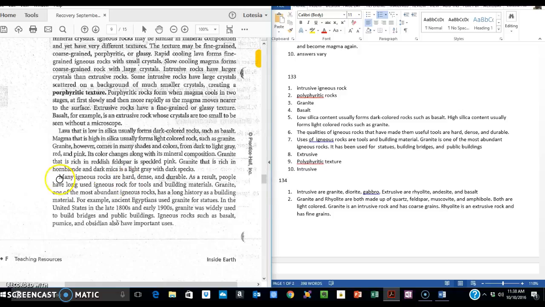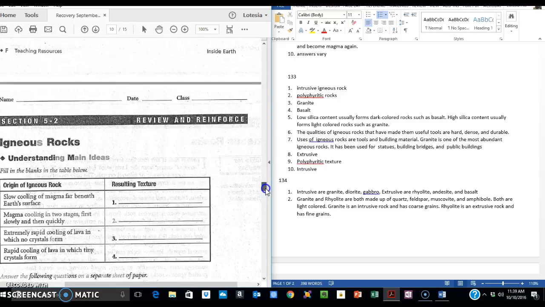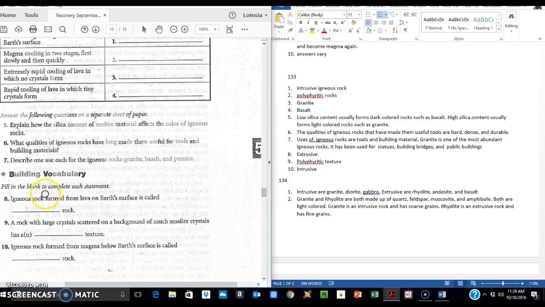If you go back here, in the last paragraph, many igneous rocks are hard, dense, and durable. As a result, people have long used igneous rocks for tools and building materials. Number 7. All right, so for number 6, the qualities that make them long and useful. And I was rushing to get this typed. Oh, here it is, number 6. The qualities of igneous rocks that have made them useful tools is that they are hard, dense, and durable.